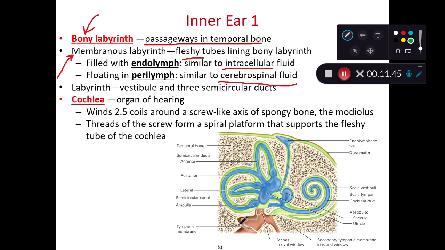We have a labyrinth. The labyrinth itself is going to consist of a vestibule with three semicircular ducts. Think of X, Y, and Z axes when you think of the three semicircular ducts. And let's shift to red here. We also have a cochlea.